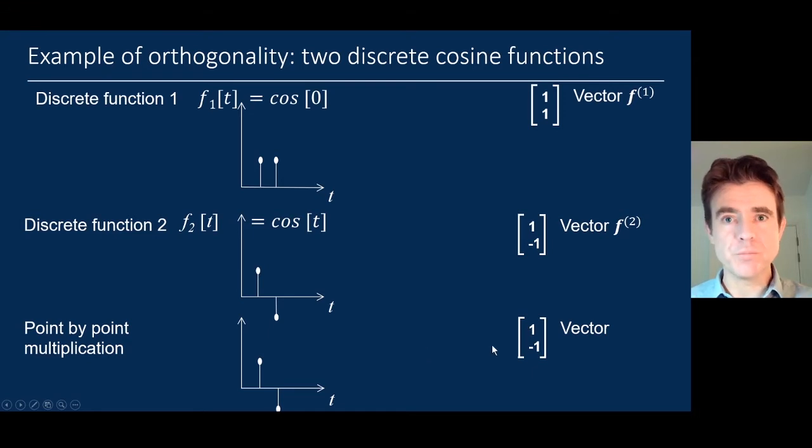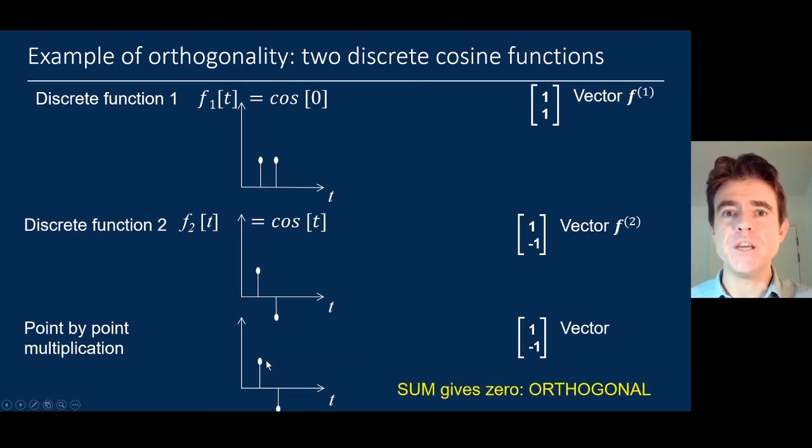Then to do the scalar product of those 2, once we've done the product element by element, we then sum it up. And we see here 1 plus minus 1 is 0, which means that cosine, that discrete function, is orthogonal to this cosine of that particular frequency. So f1 and f2 are orthogonal to each other. And in general, cosines of different frequencies are orthogonal to each other. It's only when their frequencies match that they would not be orthogonal.